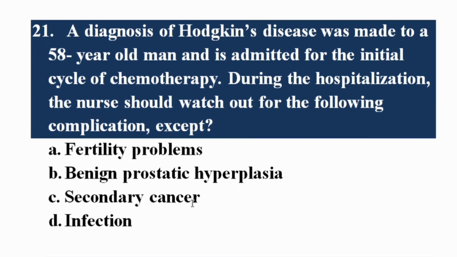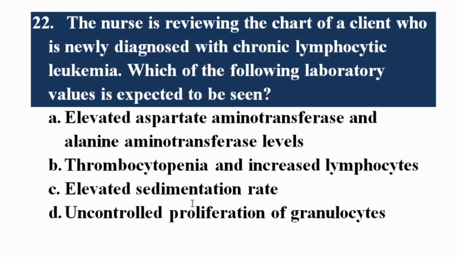A diagnosis of Hodgkin's disease was made for a 58-year-old man who is admitted for the initial cycle of chemotherapy. During the hospitalization, the nurse should watch out for the following complications except. Right option is beta, benign prostatic hyperplasia. The nurse is reviewing the chart of a client who is newly diagnosed with chronic lymphocytic leukemia. Which of the following laboratory values is expected to be seen? Right option is beta, thrombocytopenia and increased lymphocytes.